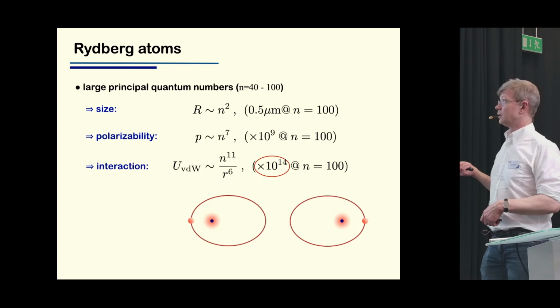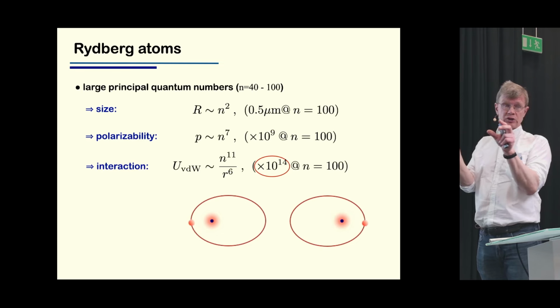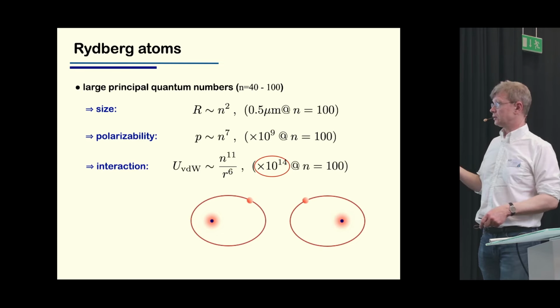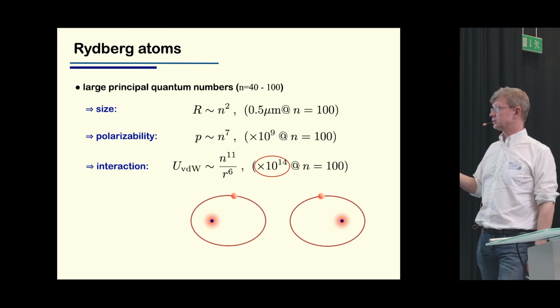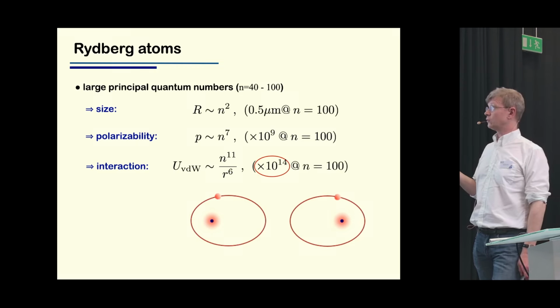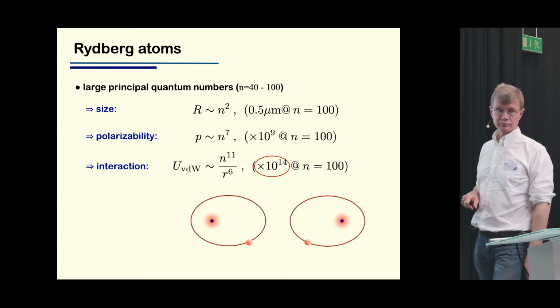So the polarizability is much larger than for ground state atoms. In particular, if you have two of these atoms, they modify each other's orbit, resulting in a huge interaction. In fact, the van der Waals interaction scales as the 11th power of the principal quantum number and can be 14 orders of magnitude larger than the van der Waals interaction between ground state atoms.